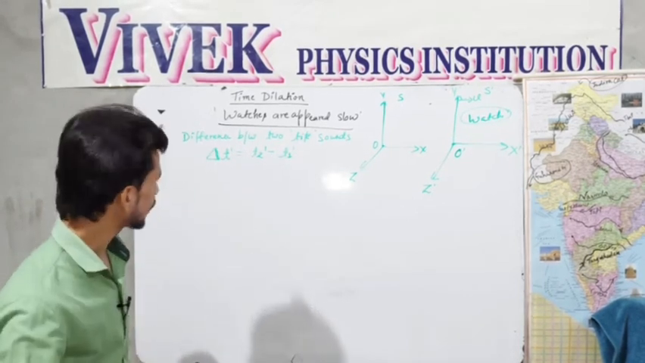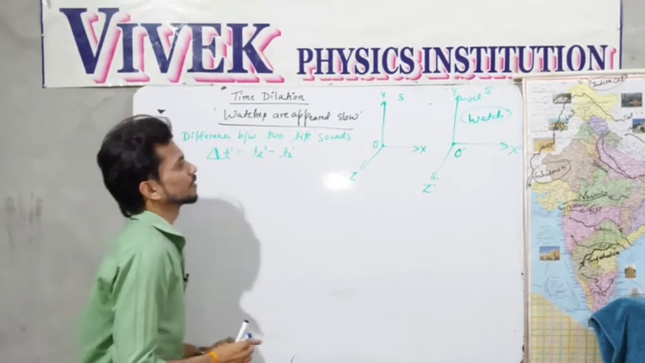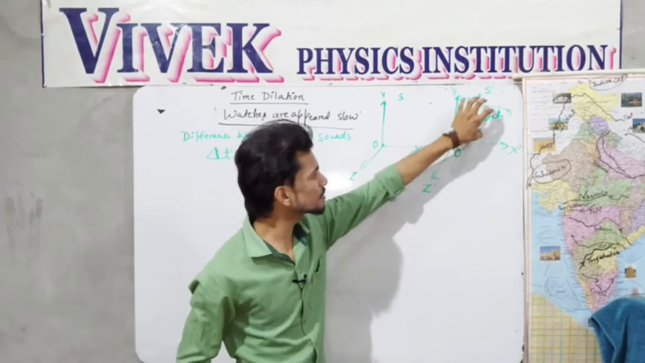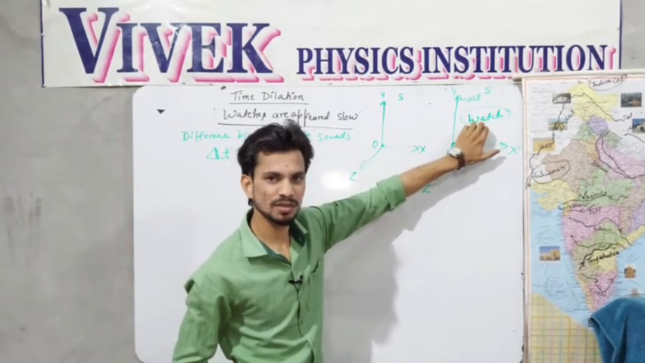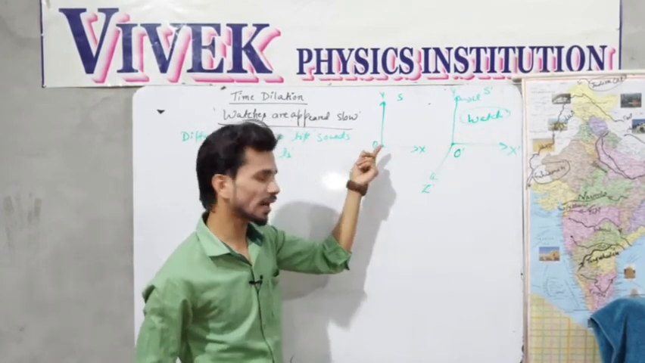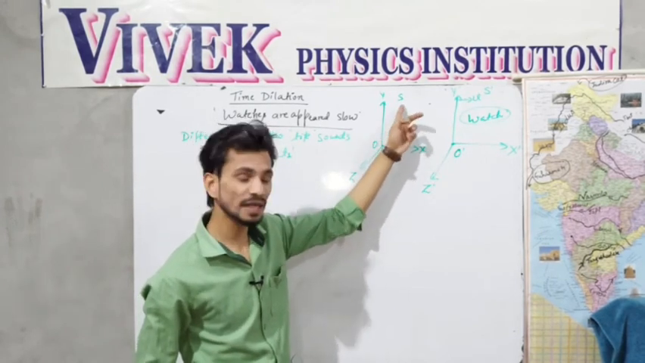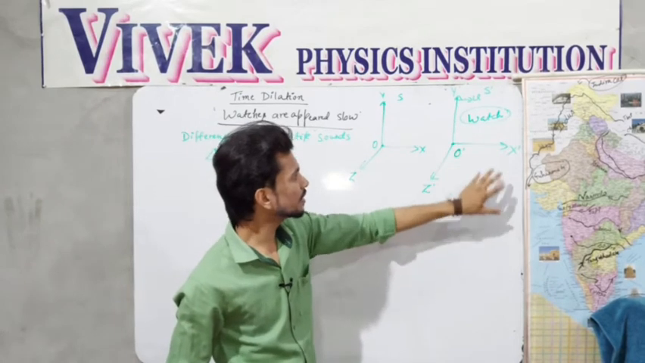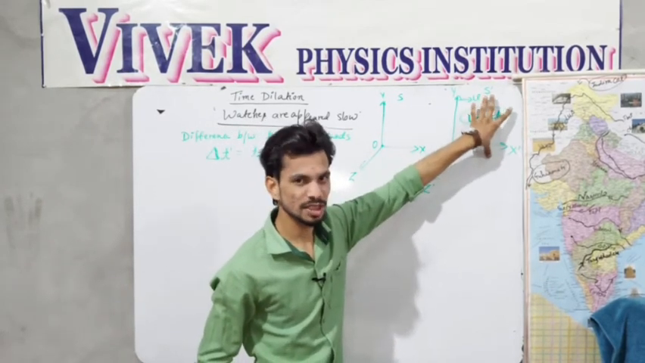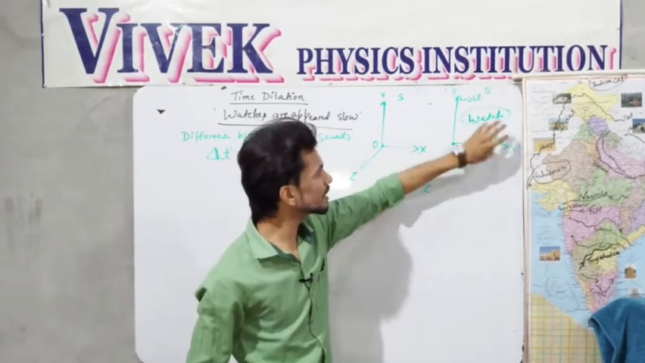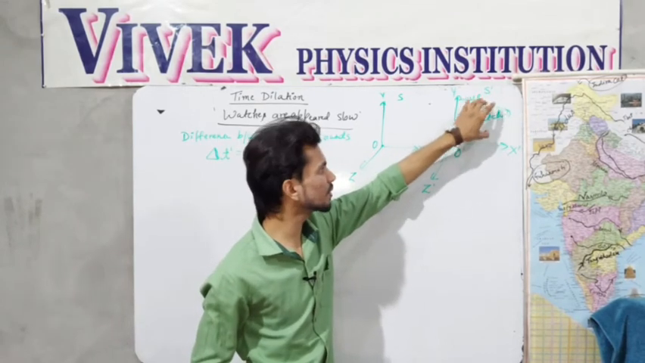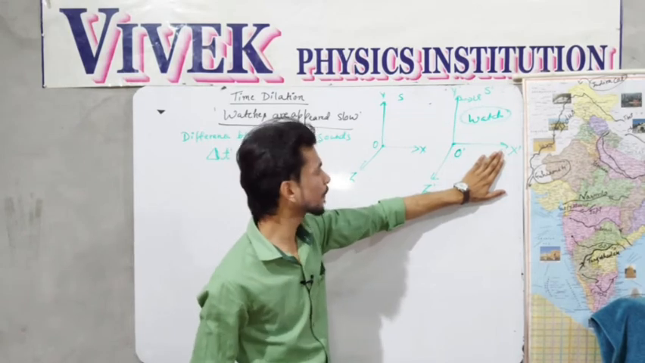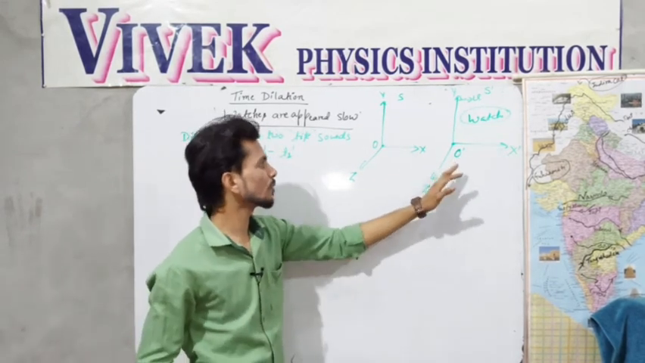Again, the same tick sounds at the same instant are heard by another observer O in frame of reference S, which is at rest. Again, just mind that this frame of reference S dash is moving with velocity v, as well as this watch is also moving with velocity v because it is at rest in the frame of reference S dash here. Again, let's come back to the topic.